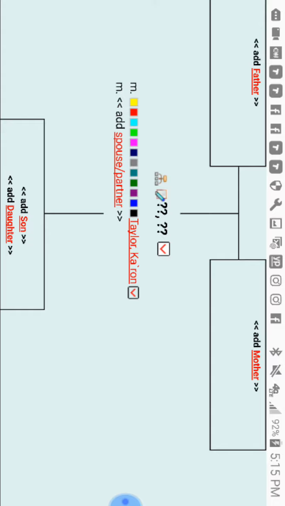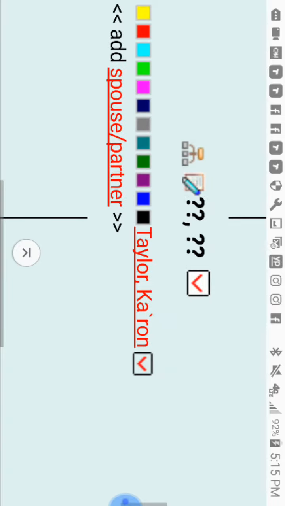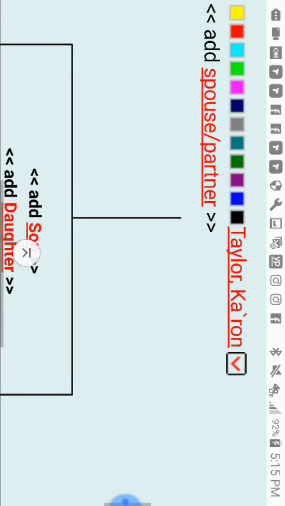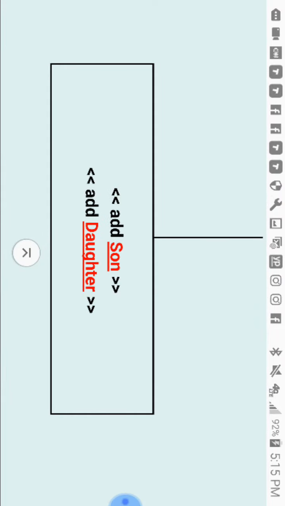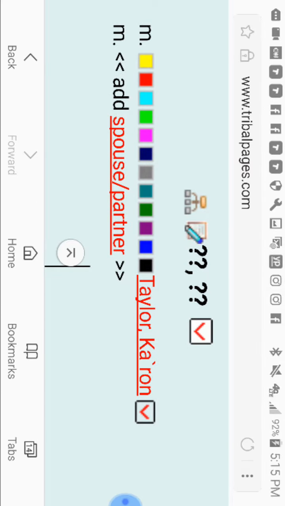So now, if they were to have children, and we were to do a bloodline of their son or daughter, then she would have her color by her name as well, because she's part of her son or daughter's bloodline. So again, when you think of a family tree, think of a real family tree.